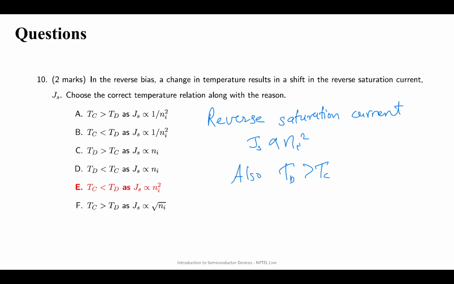So the correct relation is E, Tc less than Td and Js is proportional to ni square. We know Js is proportional to ni square and Td is always greater than Tc.